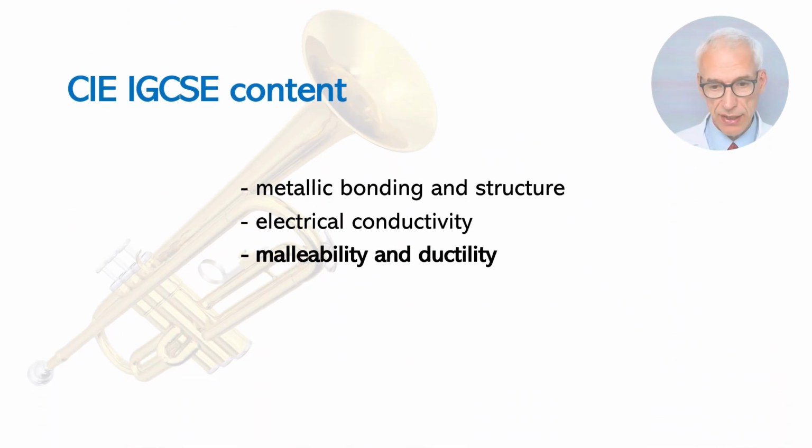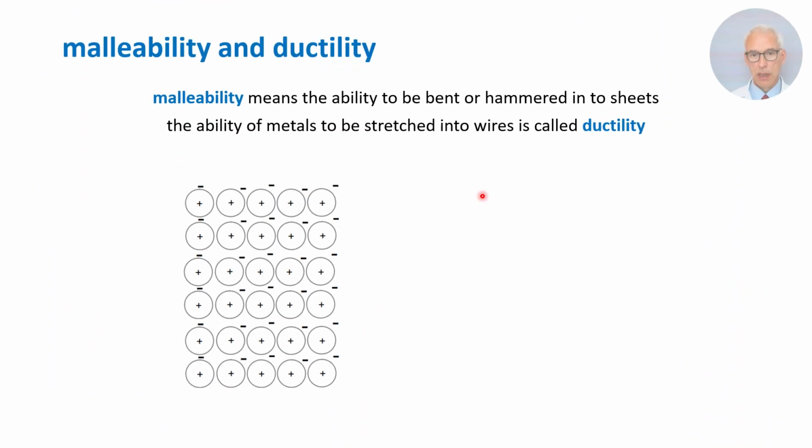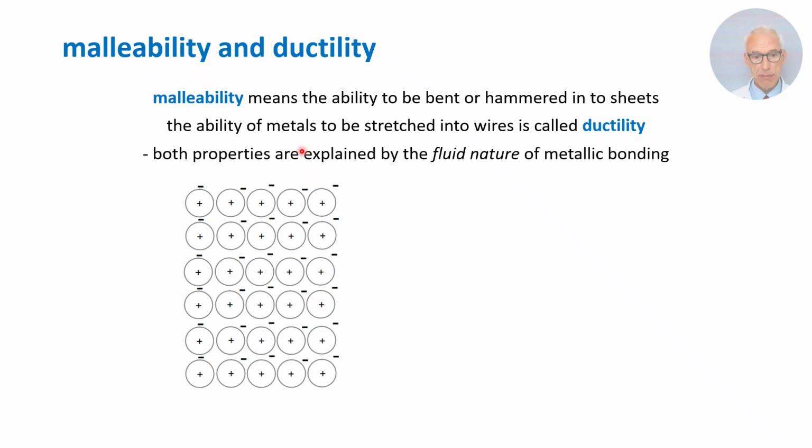Malleability and ductility. Malleability means the ability to be bent or hammered into sheets. Ductility is the ability of metals to be stretched into wires. Both can be explained because of the fluid nature of metallic bonding. That is, we have a cationic lattice, a lattice of positive metal ions surrounded by a sea of delocalized electrons which are able to move throughout the structure.